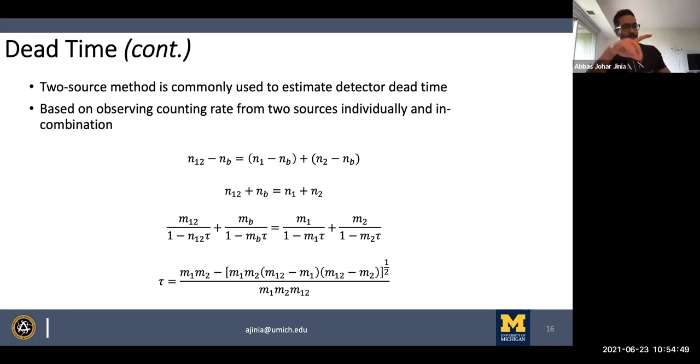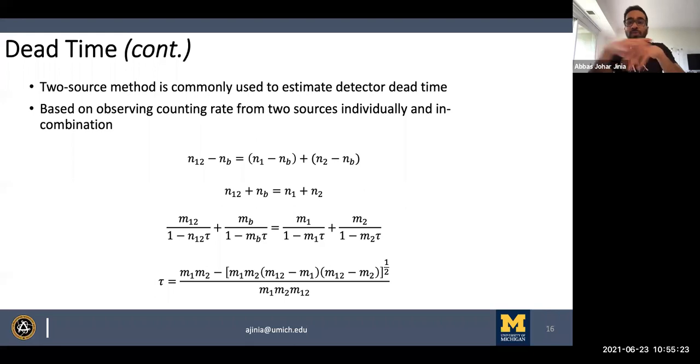So what we do is we take one source, put it in front of the detector, and just see what the detected count rate is. Then we take a second source and repeat the same process. The third time, we have both sources being recorded simultaneously. So we have N12, meaning source 1 and source 2 are both in front of the detector, and then there is N1 for the one source and N2 for the second source.